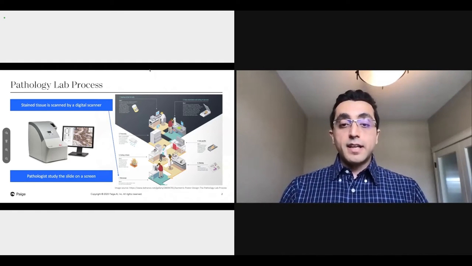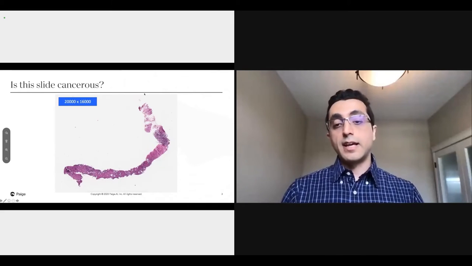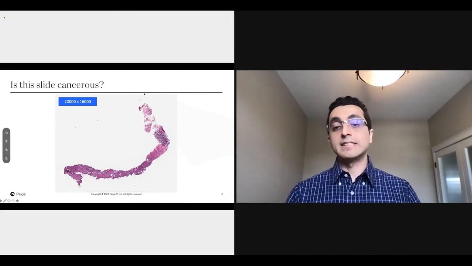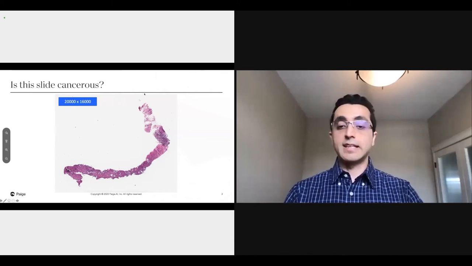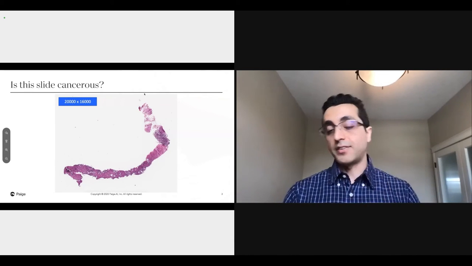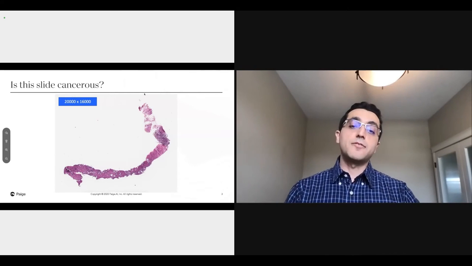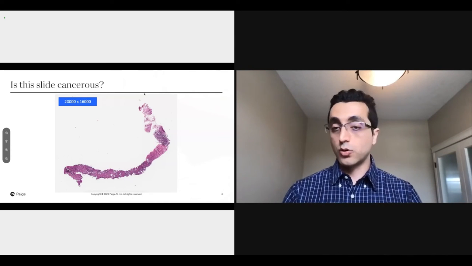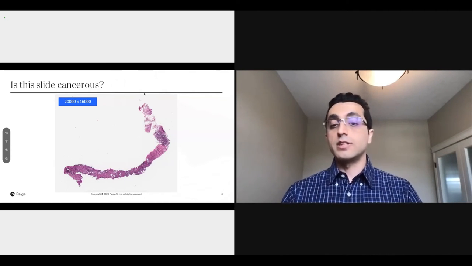So this is the slide that I just showed you. This is a stained slide for a prostate on only one glass. Usually we have different cuts from different cores in a needle biopsy, and this is just one.